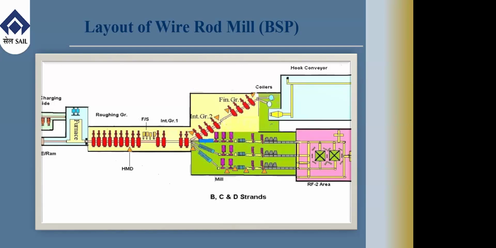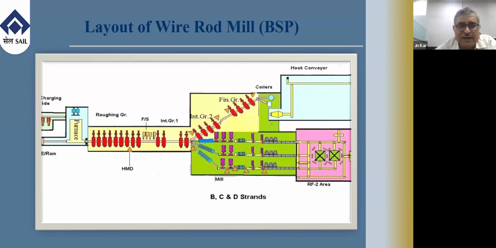I appreciate your concern. 6 is a must for keeping up the productivity of the wire rod mill. We can produce only 5.5 also, but that will require only 1 or 2 strands to be functioning, and 1 or 2 strands have to be kept on hold. Why are they on hold? I just wanted to know why it is on hold.